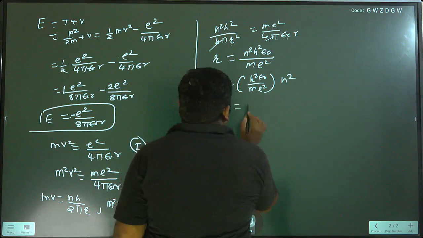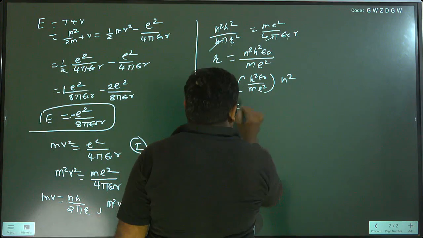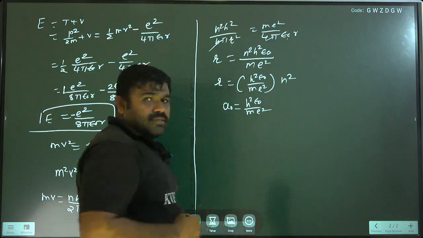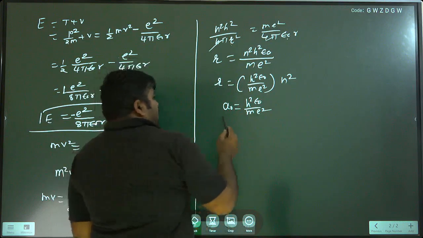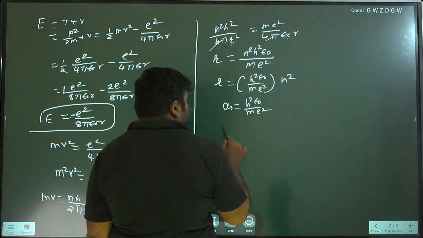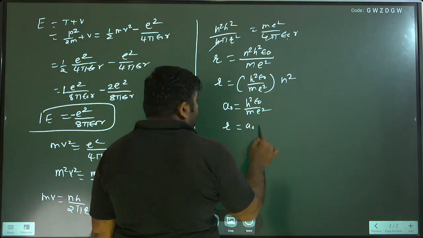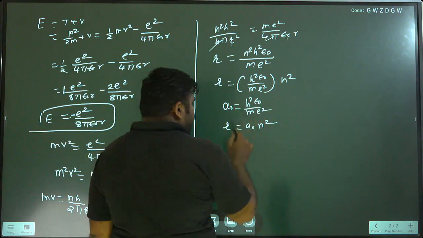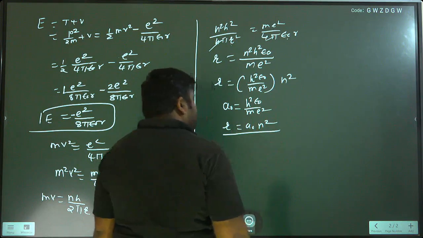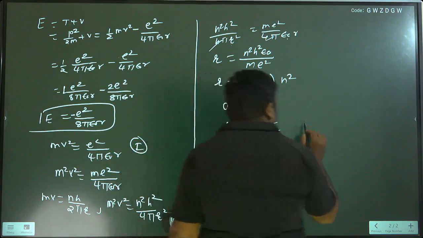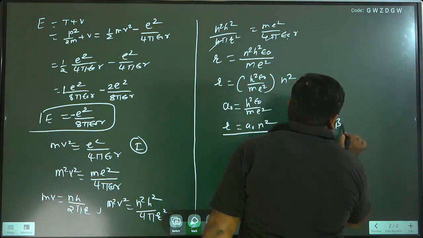And suppose this is some constant a naught, equal to how much? h square epsilon naught upon m e square. Now because all of this is constant, we can substitute this value and get fixed values, meaning r is equal to a naught n square. A naught is constant. And a naught is known as the Bohr radius.